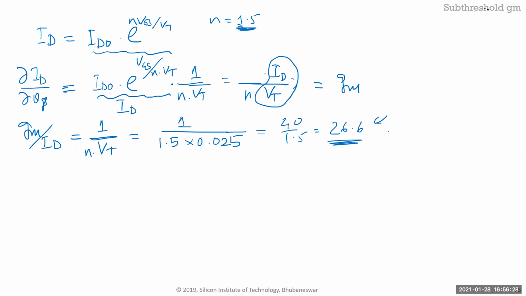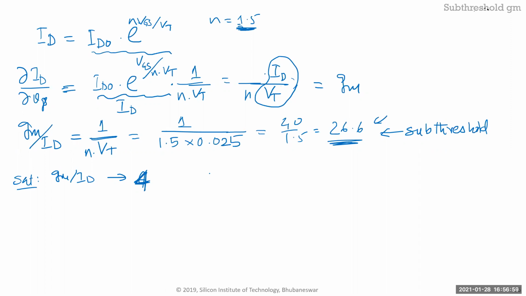What do you think GM over ID is when you're in saturation? So this is when you're in subthreshold. What do you think it is in deep saturation, like heavy saturation? For saturation, what do you think typically the GM over ID is? They're about 6 or 4. So if you divide this, let's say it's 4, we try to make it dramatic.